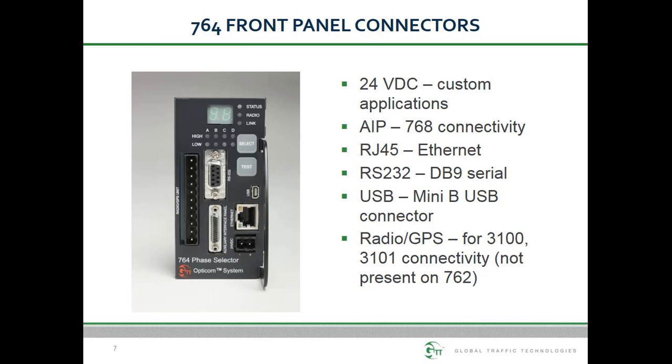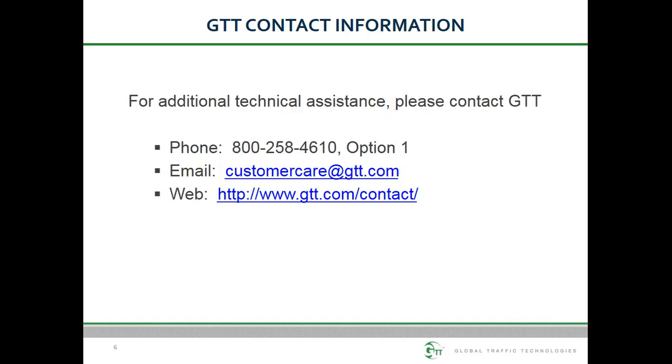The final connector is the radio GPS unit connector. This is used to connect the radio GPS unit, such as a 3100, to the 764. This connector is not available on the 762 since the 762 is an IR-only device. For more questions about the use of the 764 front panel, please contact GTT Technical Support.